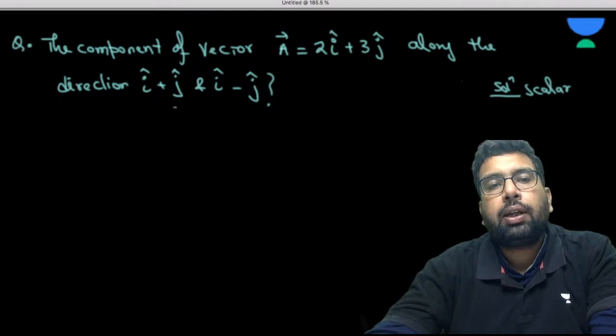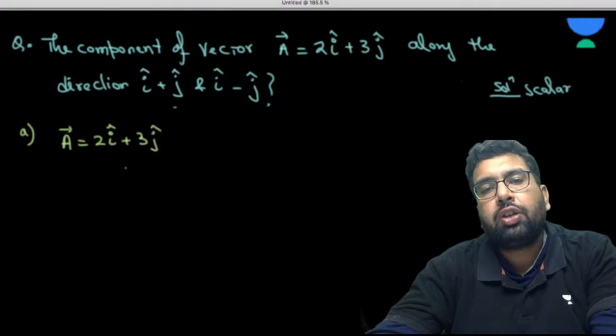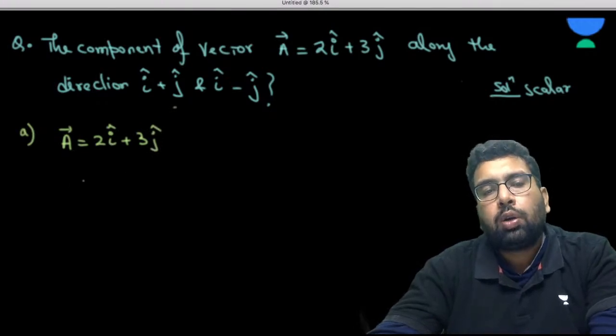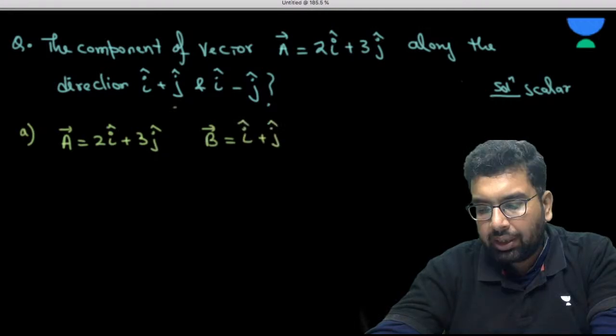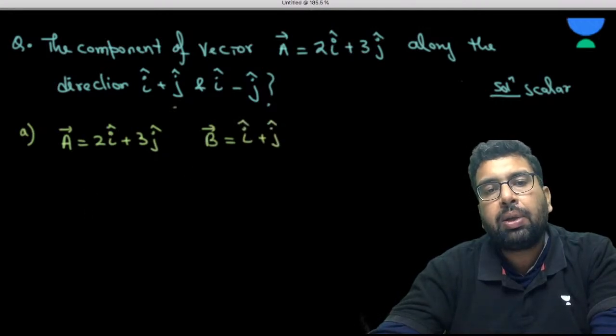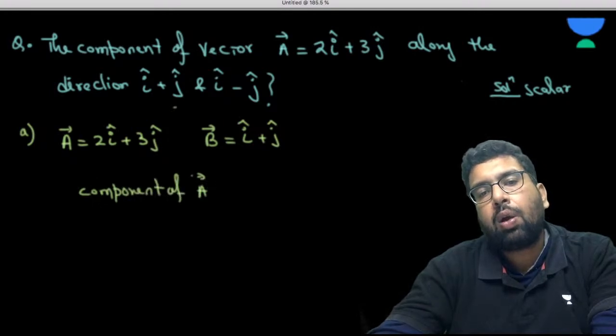So let's suppose in case one, A vector is 2 i cap plus 3 j cap. See, it is very simple. Just a small thing you have to keep in your mind. Now the component of this vector in the direction of B vector, let's suppose i cap plus j cap. Don't get confused, this is a little confusing. Please understand this.